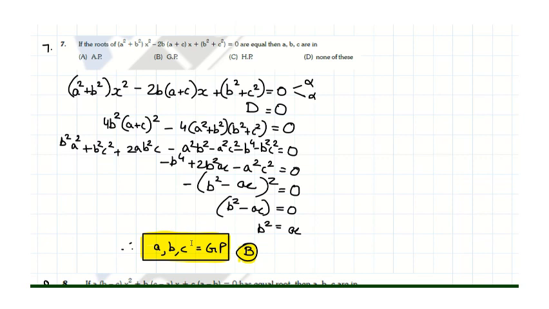When we simplify this, we get minus of b square minus ac whole square equal to 0, b square minus ac whole square equal to 0, b square minus ac equal to 0, or b square equal to ac. Now this applies for a GP where b is the geometric mean of a and c. Thus a, b, c form a GP. Option B.